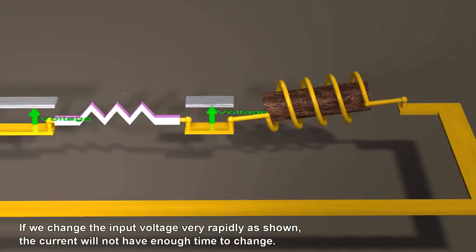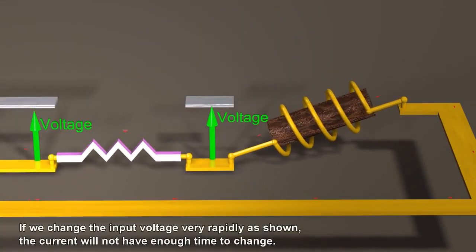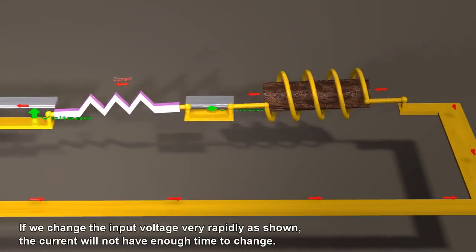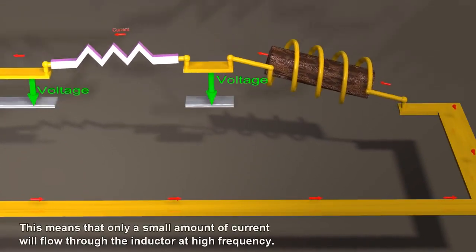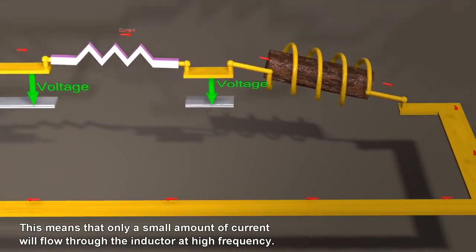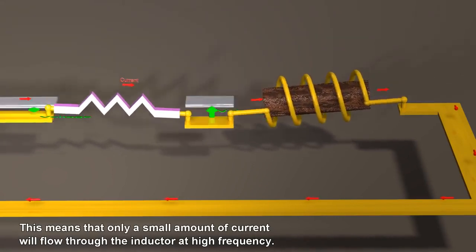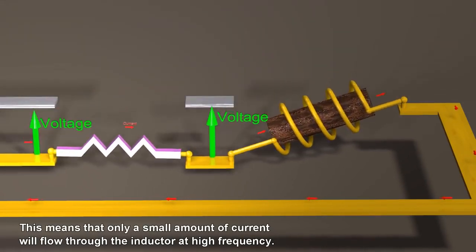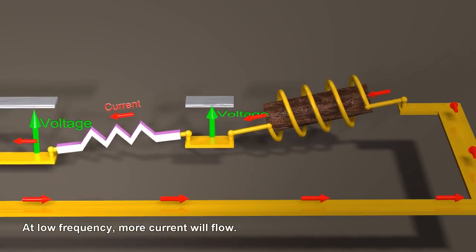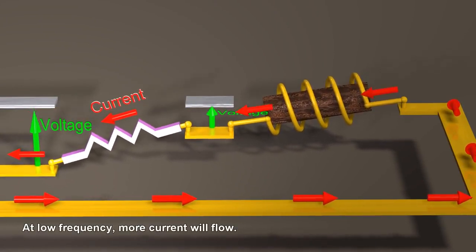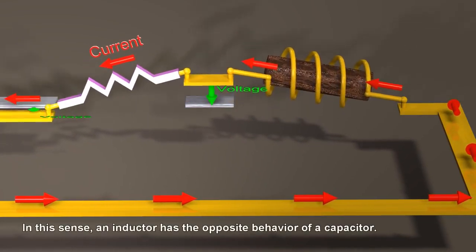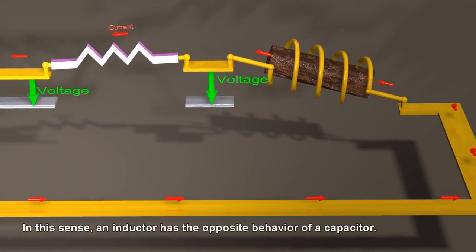If we change the input voltage very rapidly as shown, the current will not have enough time to change. This means that only a small amount of current will flow through the inductor at high frequency. At low frequency, more current will flow. In this sense, an inductor has the opposite behavior of a capacitor.